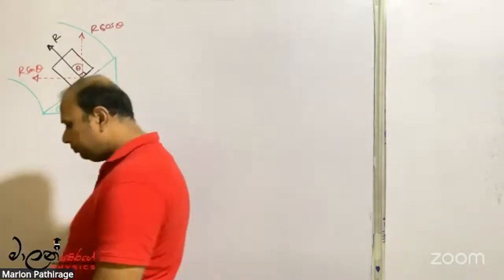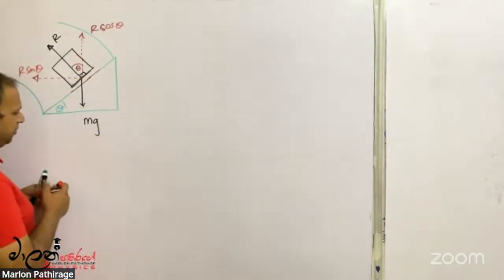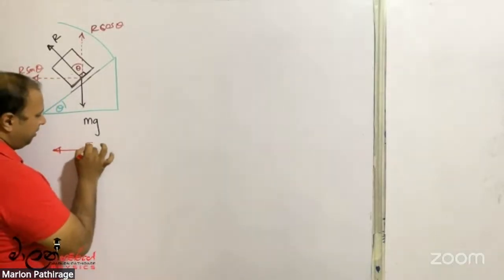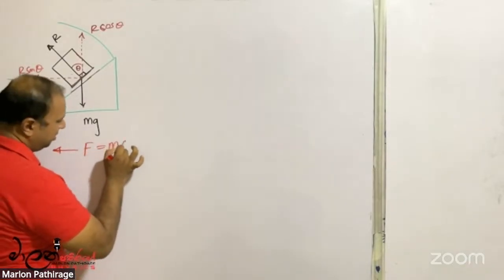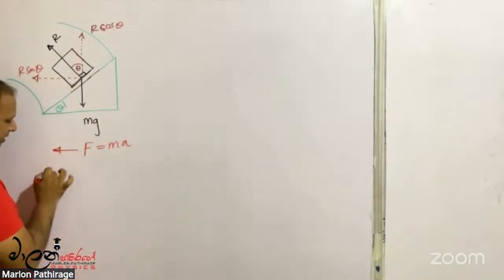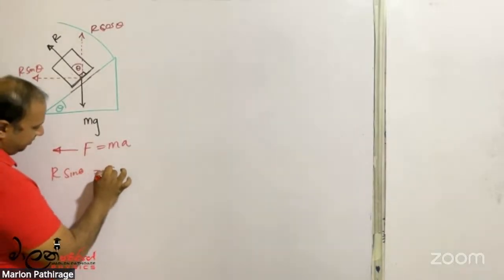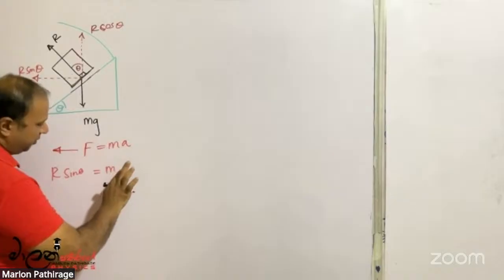Now, if I apply F equals ma toward the center, there's only one force, R sin theta, which is equal to ma. Ma means m v squared over r.